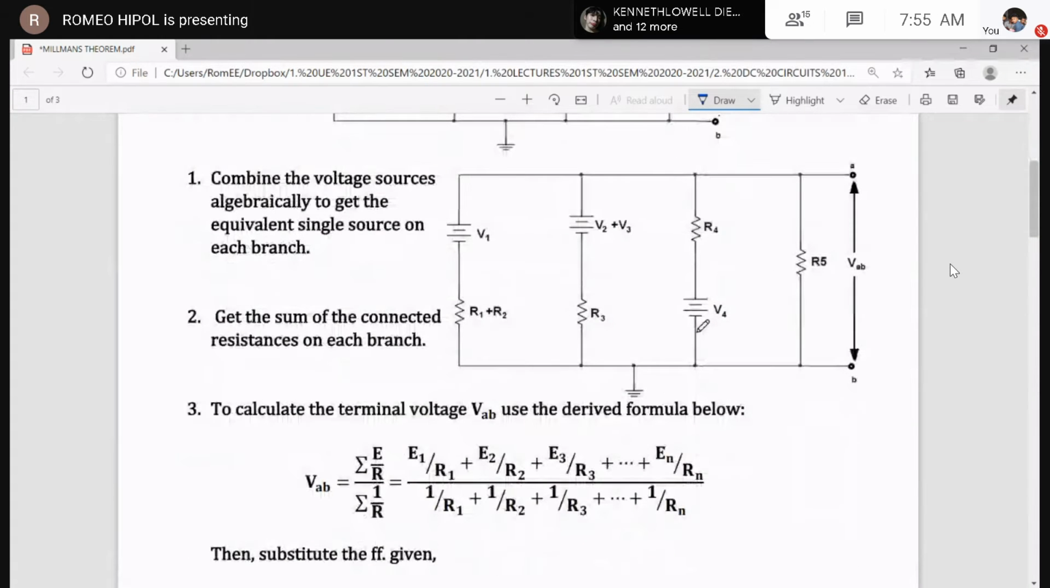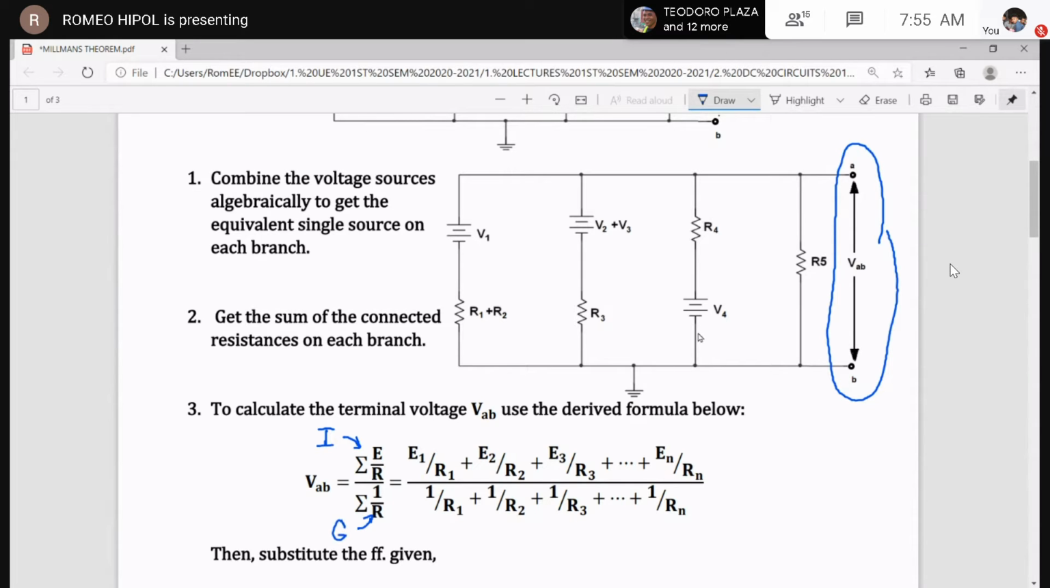Okay, to calculate the terminal voltage AB, so ito, okay, so we will apply this formula. The summation of individual voltage divided by the resistance over summation of 1 over R. So initially, E over R is equivalent to I. Tama? Then 1 over R is the conductance, meaning the reciprocal of resistance.